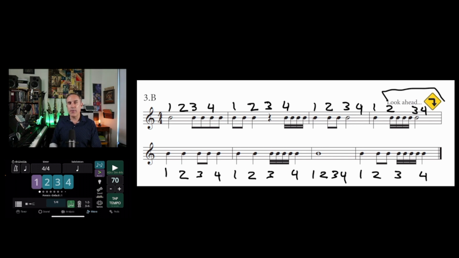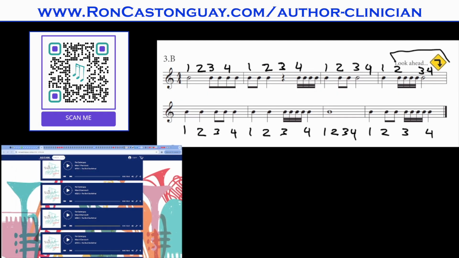Let's go see if we got it right. Here we are again, back at the MP3s. Again, one of three options. Listen to it and follow along with the exercise, sing it, or perform it on your instrument. Here is exercise 3B.